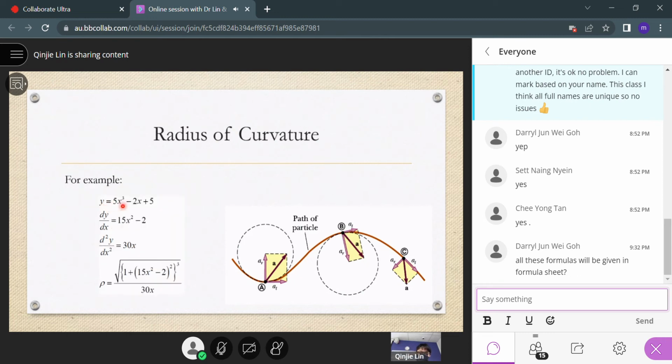So for example, you have this equation here. You differentiate one time so you can put it into dy/dx. You differentiate another time so you can put it into the d2y/dx squared, which is at the bottom. When you put in, this is the radius of curvature that we are looking at. This is just an example.